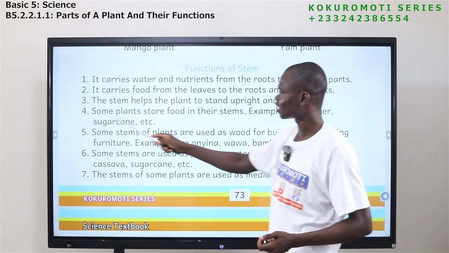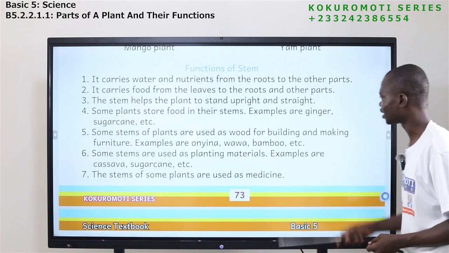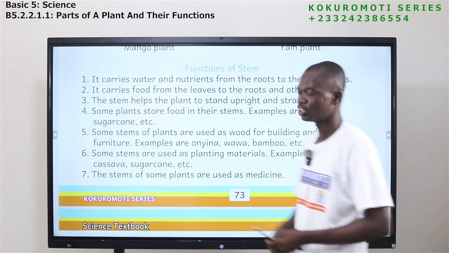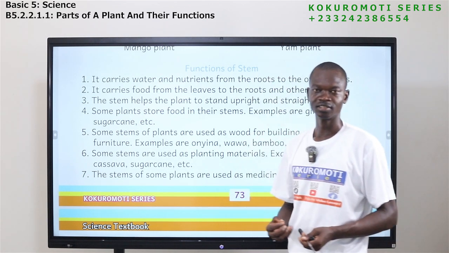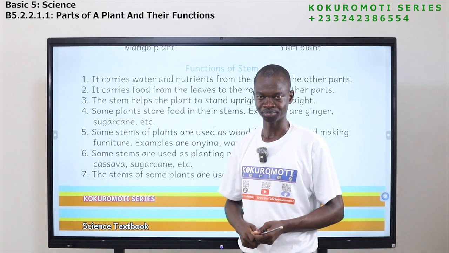The next one is that some plants store food in their stem. Examples are ginger and sugarcane. Sugarcane and ginger store food in their stem.